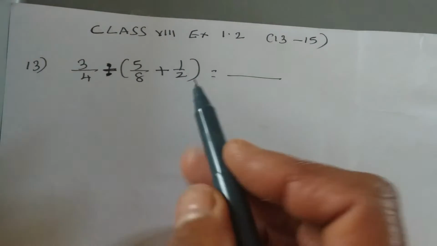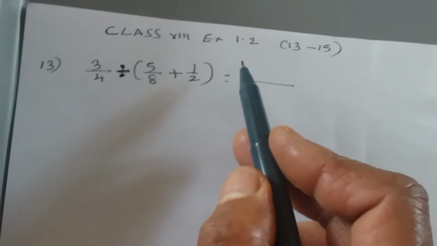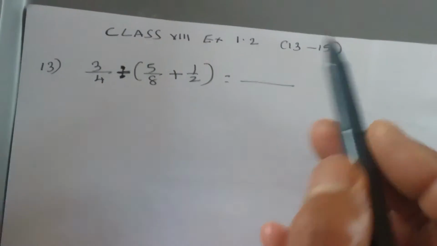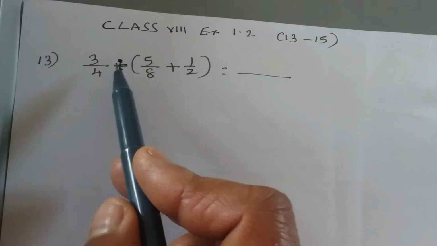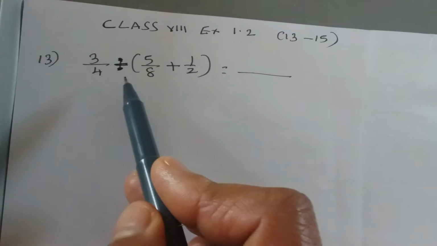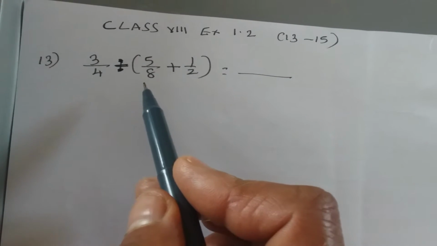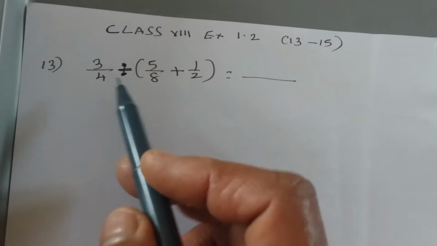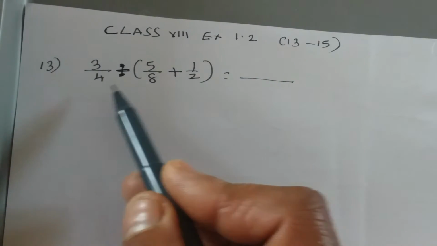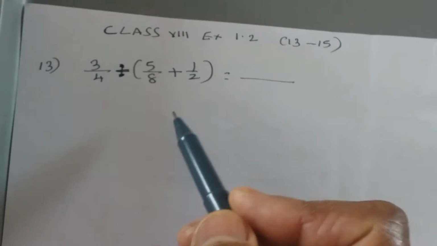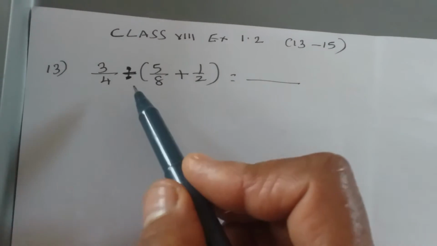Today in this video we'll see class 8 rational numbers exercise 1.2 questions from 13 to 15. Now question number 13: we have been doing the simplification of rational numbers, involving addition, subtraction, multiplication and division. The question is 3 by 4 divided by (5 by 8 plus 1 by 2). So what are the operations we have here?